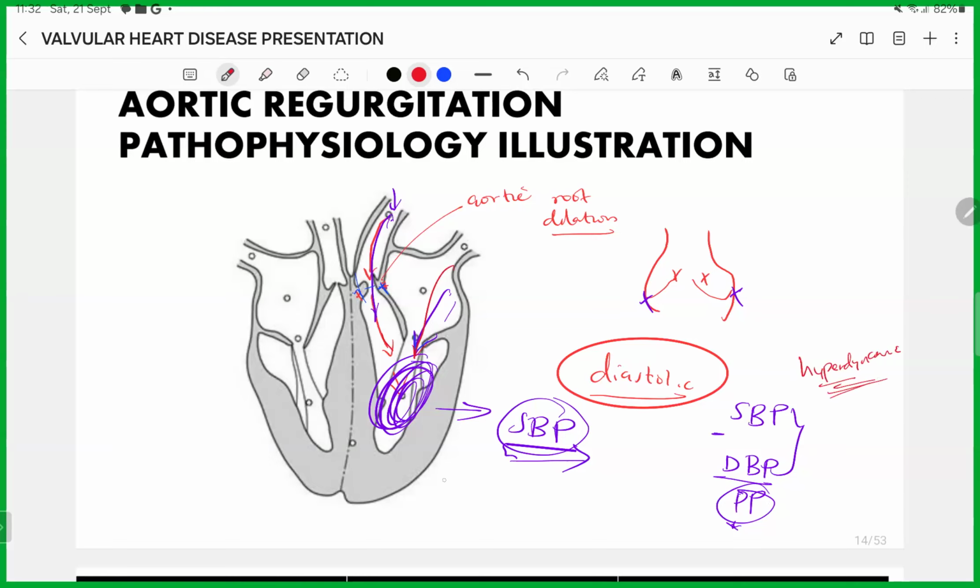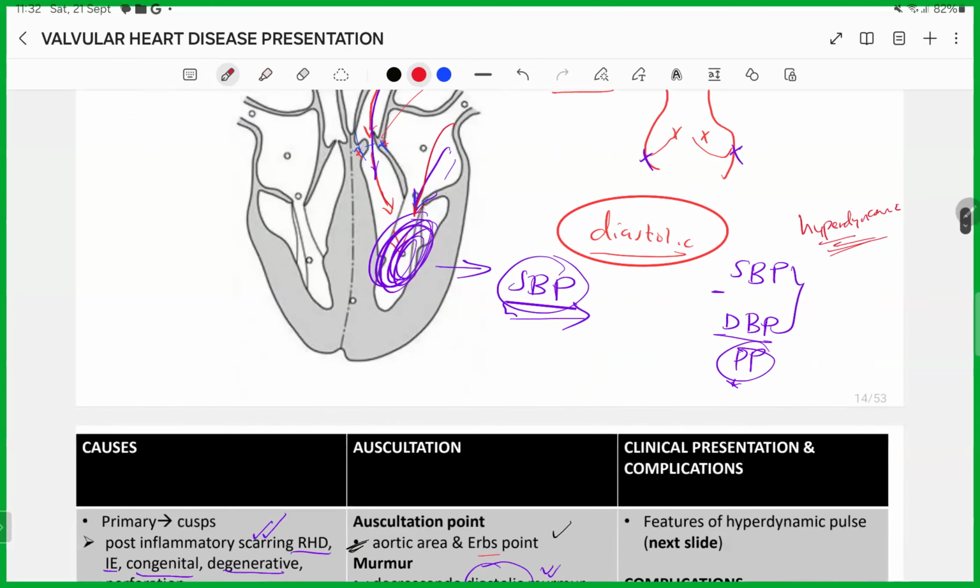And again, because of the overload, compared to the aortic stenosis, this is not going to be a pressure overload, it's going to be a volume overload. So it leads to a different type of hypertrophy, which is known as eccentric hypertrophy. For pressure overload, you usually have concentric hypertrophy. Here you'll have eccentric hypertrophy, where you have the dilation.